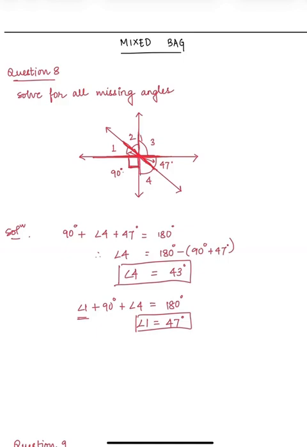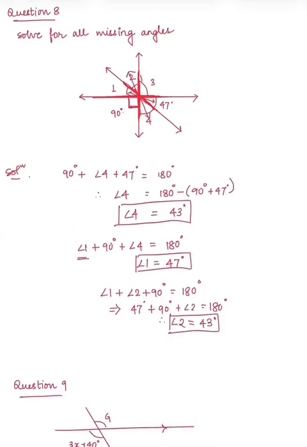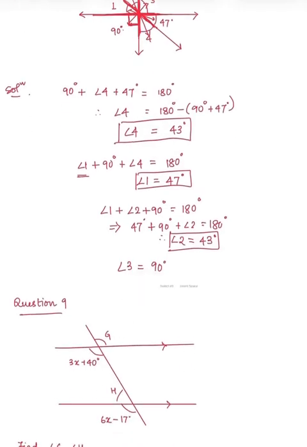Similarly, if we consider this line, then angle 2 plus angle 1 plus 90 degree will be equal to 180 degree because it's a straight line. Now we know angle 1, which is 47 degree. We know this is 90 degree. So again, angle 2 will be 43 degree. Also, you can take them to be vertically opposite with angle 4 as well. Similarly, angle 3 will be equal to 90 degree because it is vertically opposite to this side. So this is the solution for this particular question.